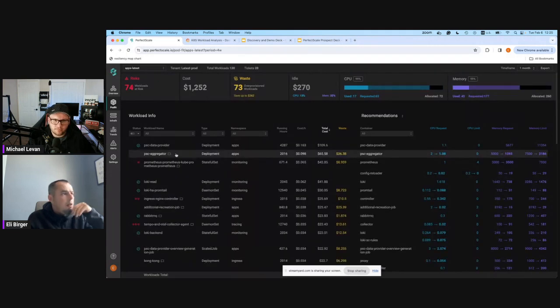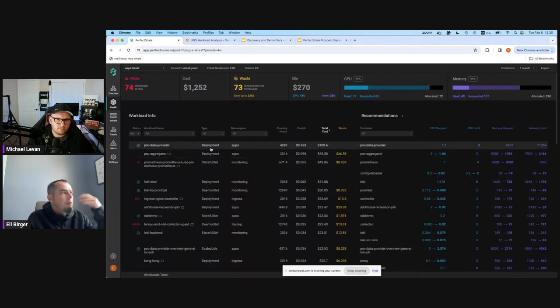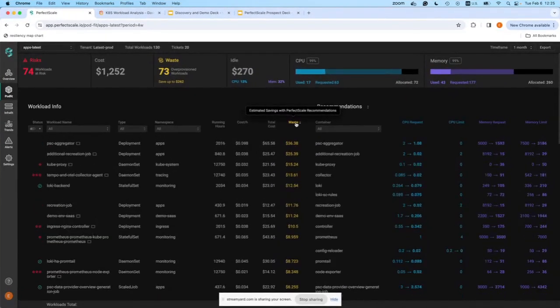Yep. Okay, so let's continue. So we detected the resiliency problem and we learned how to fix it. Let's detect some waste problem and learn how to fix it. So we have here a workload named PSC aggregator. This is a deployment running in a namespace of apps, running for 2016 hours. This is the total combined uptime of all the replicas that it is running.